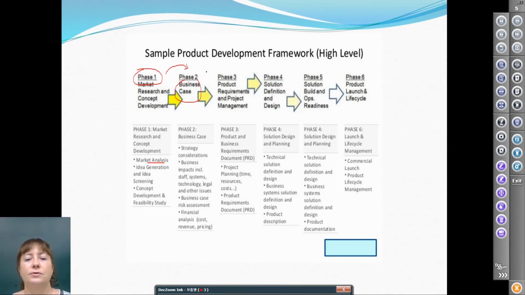After that, we move to phase number 3. It means the product requirements and project management. So based on our market research and based on our strategic planning, we arrange these business requirements. It can be some kind of document, for example, the PRD document, product and business requirements document. Here we should arrange the project planning. So this project planning is based on our strategy plan.